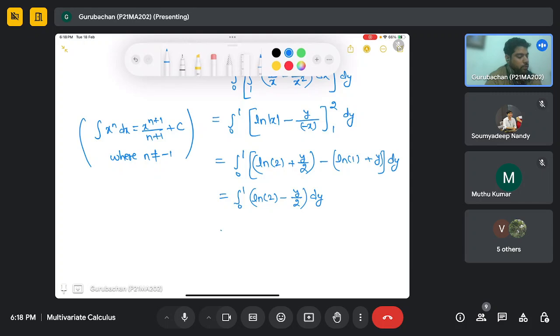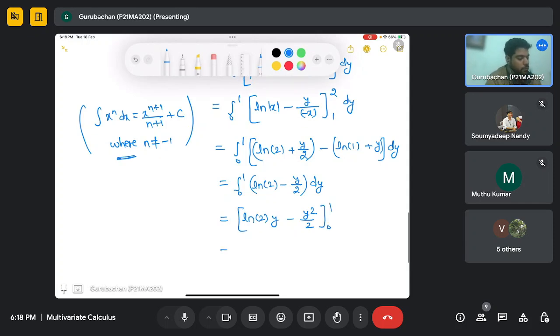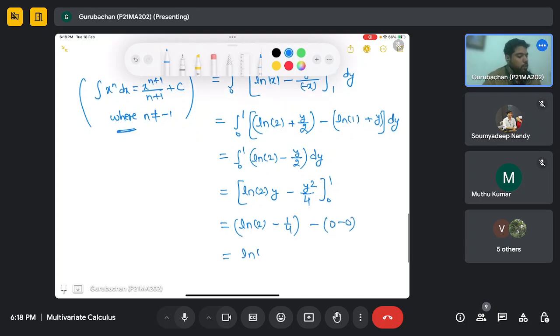Now we have to integrate with respect to y. ln 2 is constant, so it will stay like this, and y becomes y square by 2, again with the same reasoning. So it will give ln 2, and since it is y square by 2 and 2 is already there, then y square by 4, minus 1 by 4, minus 0 minus 0, so it will give you ln 2 minus 1 by 4. So this is the first value of the double integral.